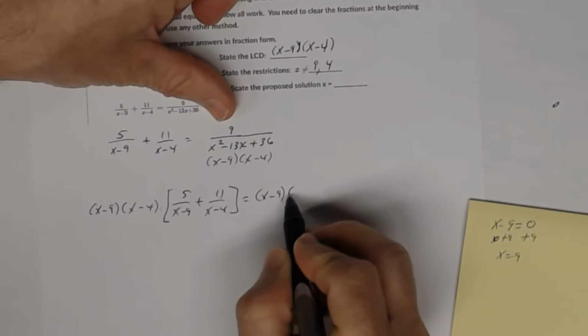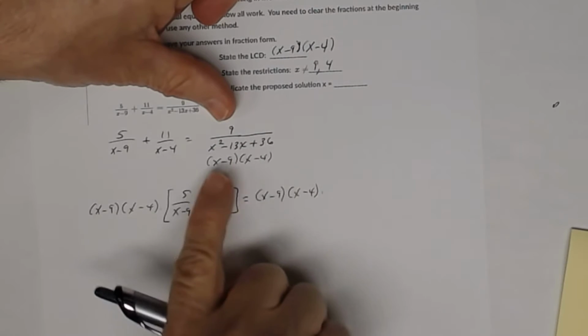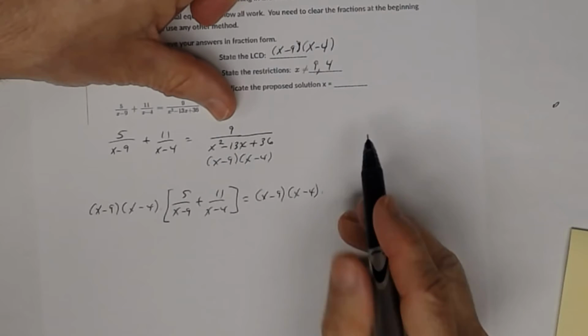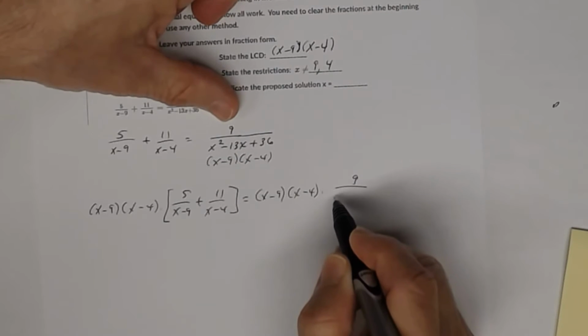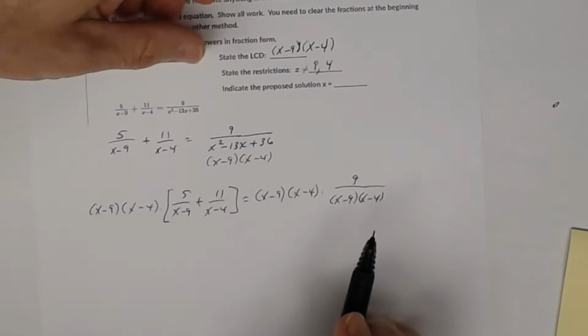x minus 9 times x minus 4 times this rational expression. Now when you rewrite this rational expression, use the factored form. So I'm going to write this as 9 times x minus 9 times x minus 4. Okay, so that's the first thing you have to do.